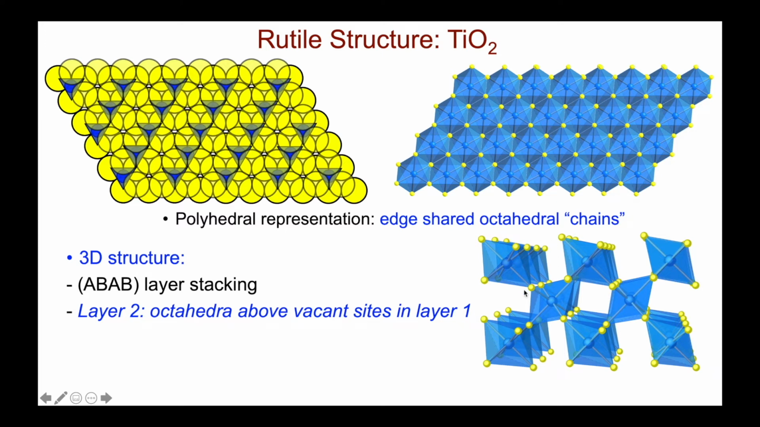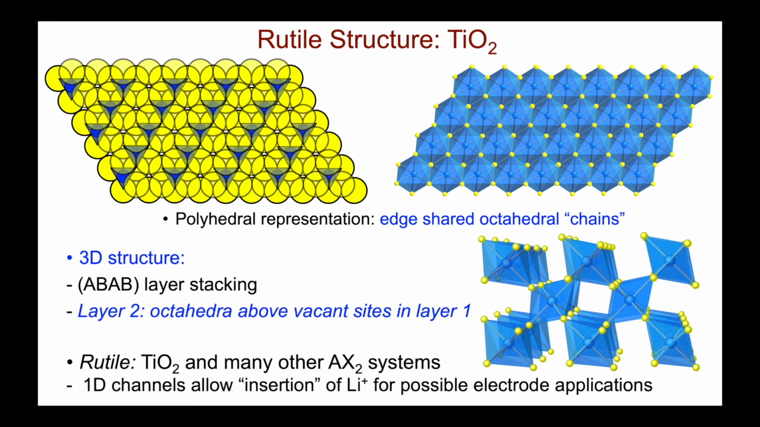repeating in one layer. The layer below, they are shifted in this case to the right, such that this chain of octahedra are corner shared to the layer above, but lie below the vacant sites, and then it repeats. So we see for rutile, which is the structure of TiO₂, as I've mentioned, but also many other AX2 chemistries, we get these one-dimensional channels, if you like, or openings in the structure. And there's some interesting things you can do with a structure like this. It's possible to insert lithium cations into these channels, the charge being balanced by some reduction of Ti4+ to Ti3+.